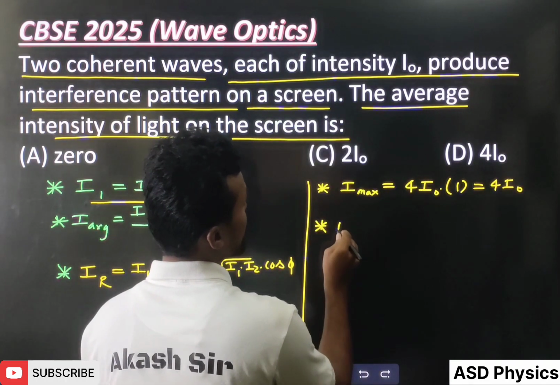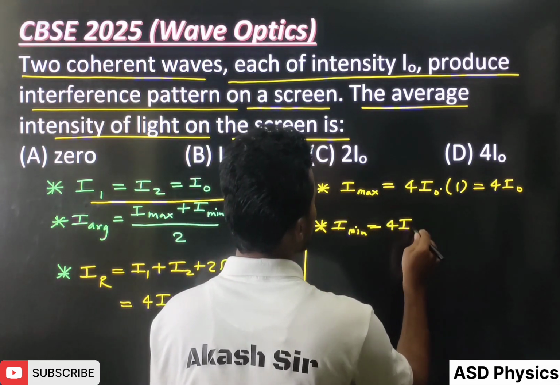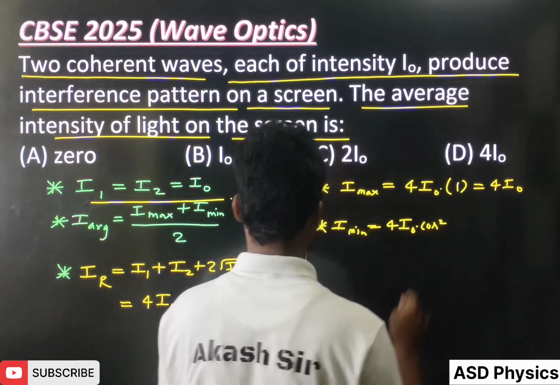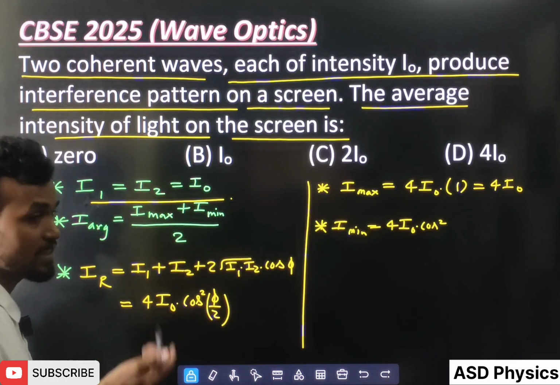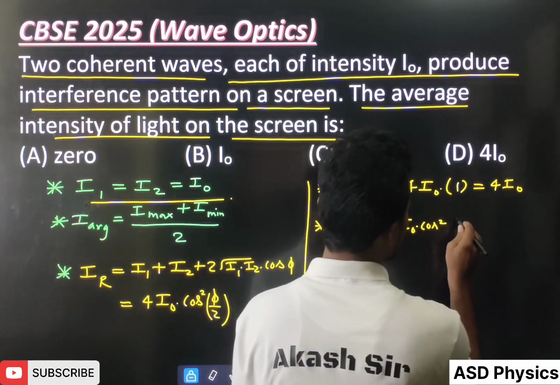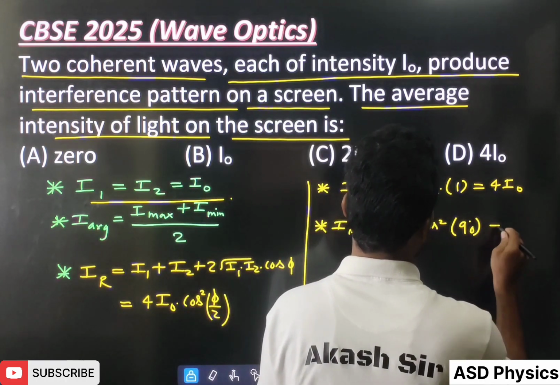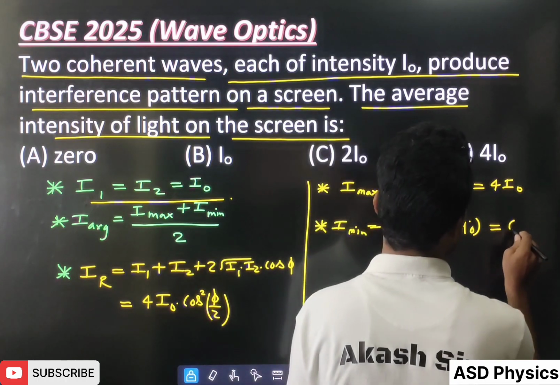After that, for the minimum intensity, remember that 4 I naught cos square, this phi will be how much here? 180 degree, or we can say pi radian, anything is okay. So 180 by 2, how much is coming here? 90, cos square 90, and you know cos 90 is 0. So here 0 will come.